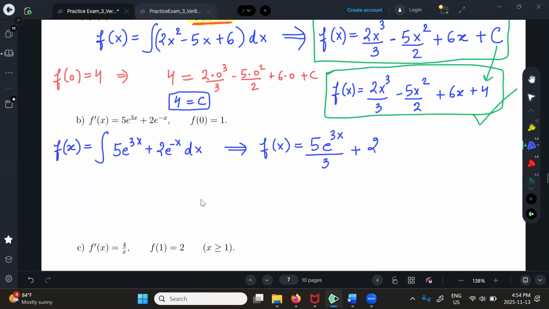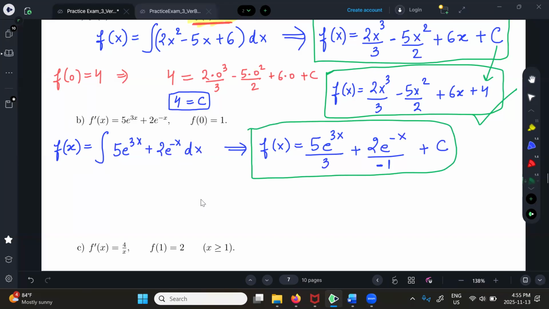What about this guy? -1, right? Because the coefficient is, do not forget the -1, and no, you don't add a power to e. E has a special rule, just like e had a special rule when we were doing derivatives. Okay, now this is done. This is the function, but I still have a c here which I need to solve for. So I use the extra condition.